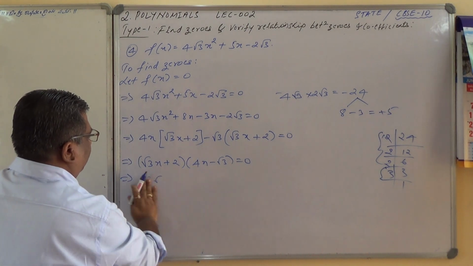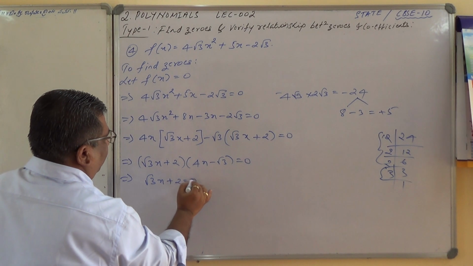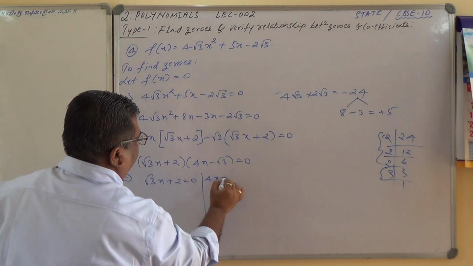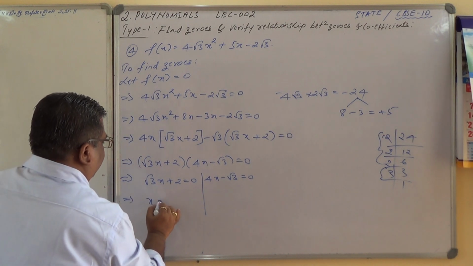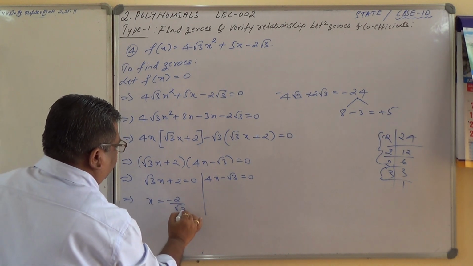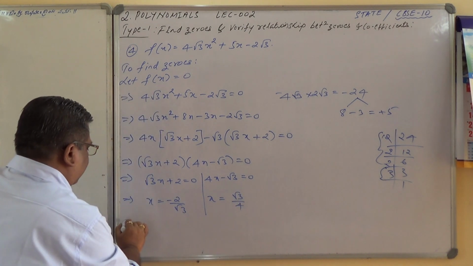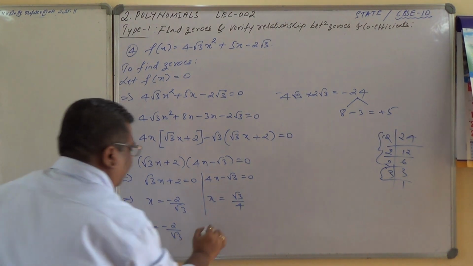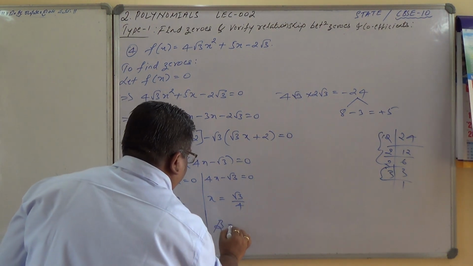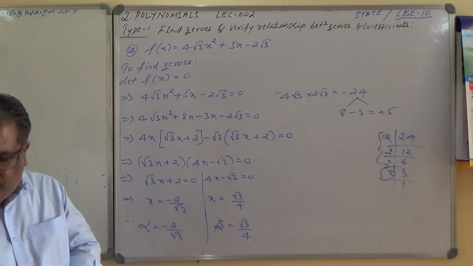Implies root 3x plus 2 equals 0, 4x minus root 3 equals 0. Implies x equals minus 2 by root 3 and x equals root 3 divided by 4. Therefore alpha equals minus 2 by root 3 and beta equals root 3 by 4. Now we have to verify the relationship.